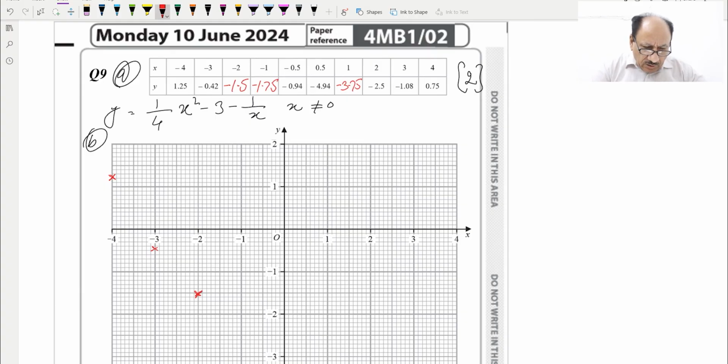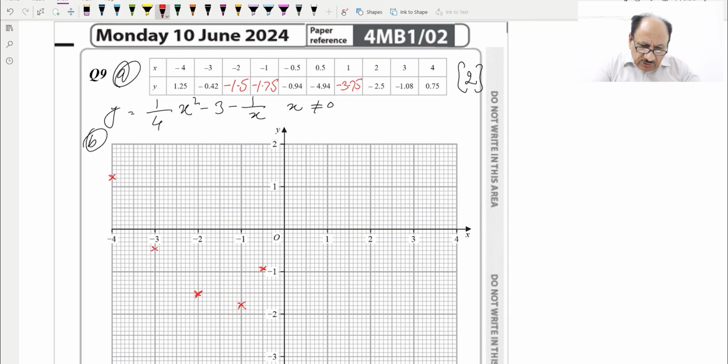Then minus 1 and minus 1.75. So 1.75 will be here. And then comes minus 0.5 and minus 3.4. So minus 0.5 and minus 3.4 we can take over here, very close to 3.5. And then next is 0 and minus 1, which is done, so this is also done.